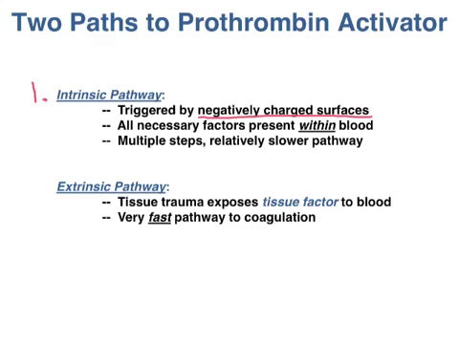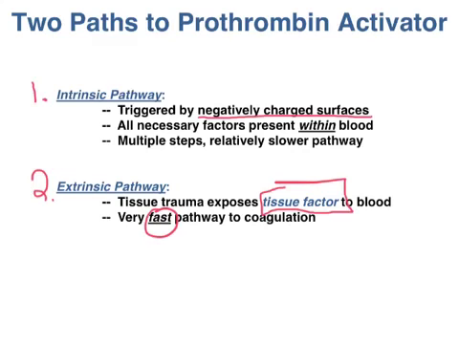Now, the intrinsic pathway is great. You don't need any outside elements, but it's relatively slow. There are a lot of steps in that cleavage cascade, so it's a slower pathway. If you have very extensive tissue damage, you want to have a way to get a blood clot very fast, because otherwise you're going to lose a lot of blood, right? That's where the extrinsic pathway comes in. The extrinsic pathway is a very fast way to get to coagulation, but it requires a molecule called tissue factor.